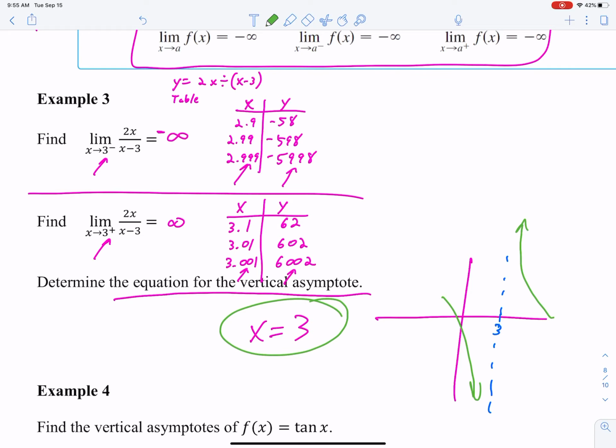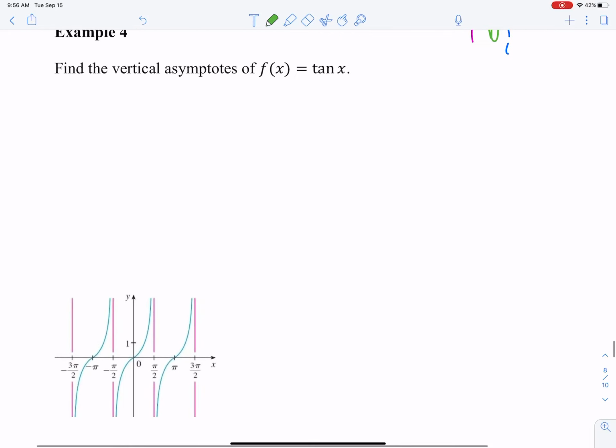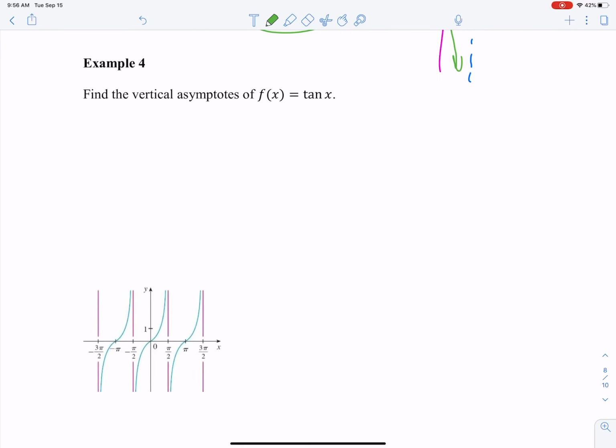Okay. All right. Last question of the day here. So we're going to look at this graph to do this one. All right, so find the vertical asymptotes of f of x equals tangent of x. All right, we can clearly see it on the graph, right? It's those pink lines here, here, here, whatever. Tangent goes on forever. We know that, right? With a cycle of pi, with a period of pi.